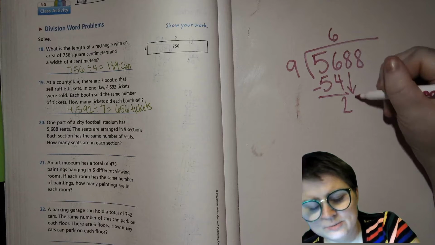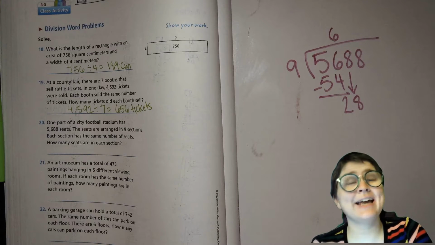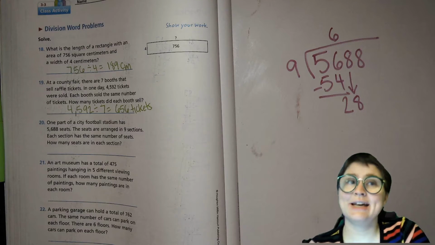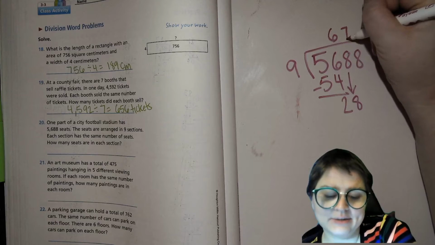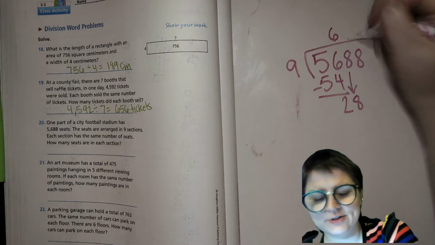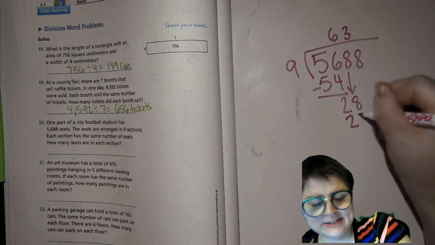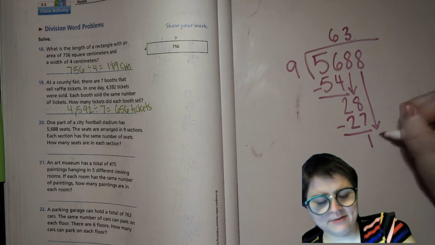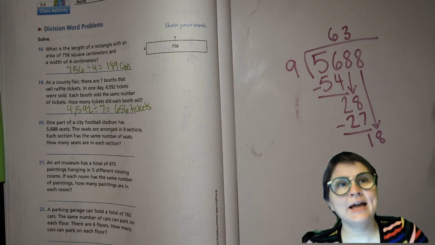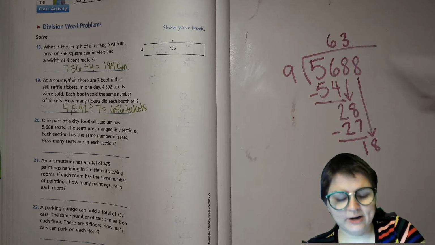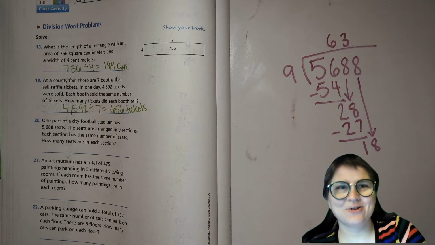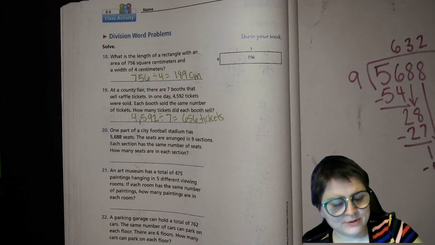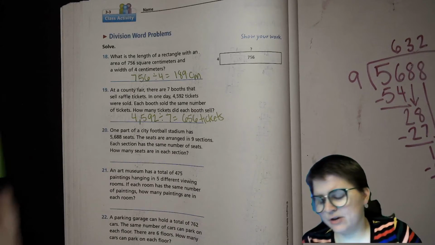So 2 hundreds will join with the 10. So now we have 28 tens. 9 times what gets close to but not over 28? That's got to be not 7, silly. I was thinking 27, so that's got to be 3. 27 minus 1. Bring down our 8 ones, so now we have 18 ones. 9 times what gets close to but not over 18? You know this one. It's 2, right? So 632, no remainder. Very nice.